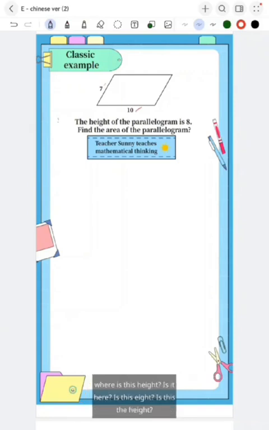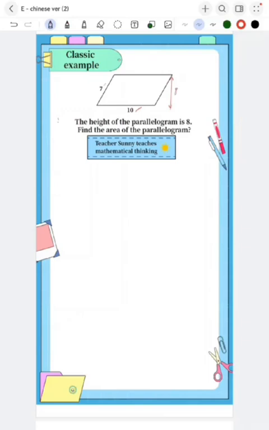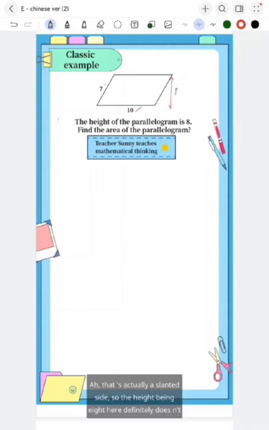So, where is this height? Is it here? Is this 8? Is this the height? That's actually a slanted side, so the height being 8 here definitely doesn't work at all. That's not it. The height isn't located here.